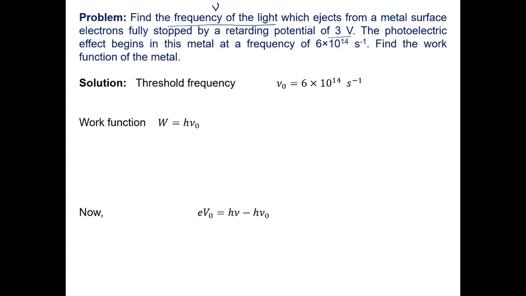What is going to be ejected? Electrons, and these electrons will be stopped if you apply a retarding potential. You remember the setup which I had shown. So this 3 volt is basically the voltage applied opposite to the flow of electron. The photoelectric effect begins in this metal at a frequency which is 6 into 10 power 14 per second. Find the work function of the metal.